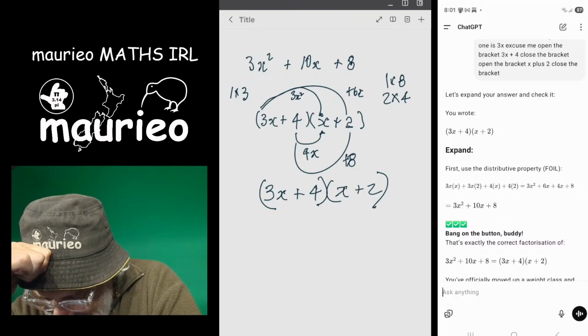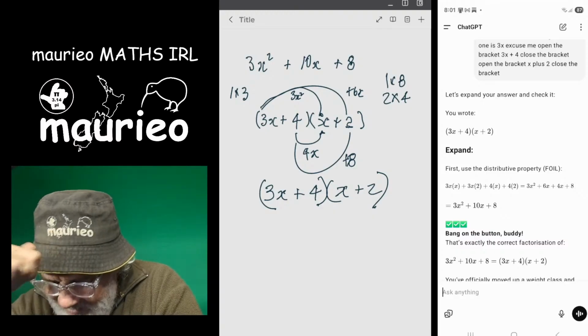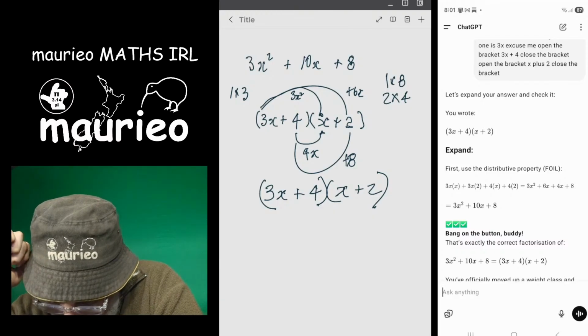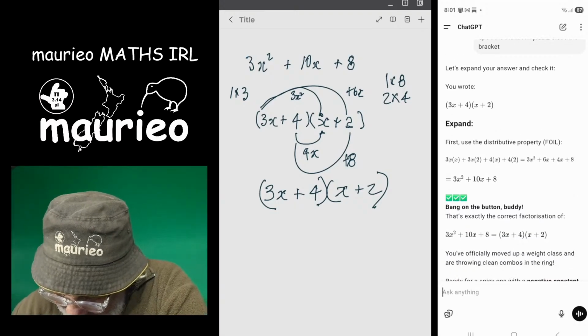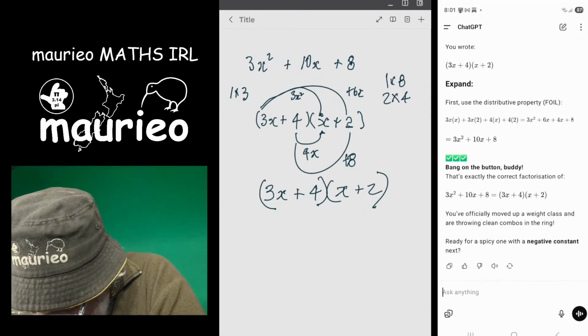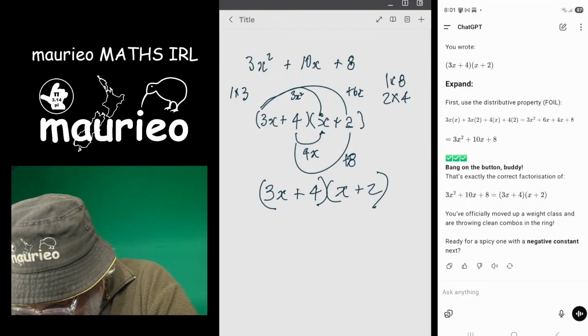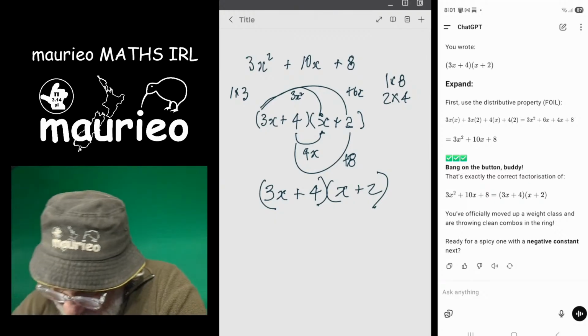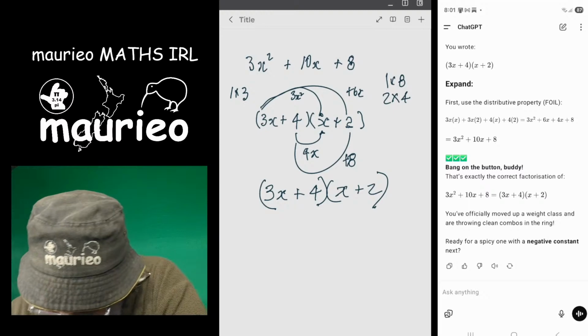Yes, bang on the button, buddy. That's exactly the correct factorization. You've officially moved up a weight class and are throwing clean combos in the ring. Angry for a spicy one with a negative constant next.